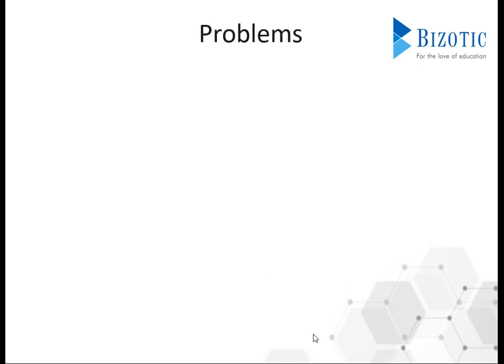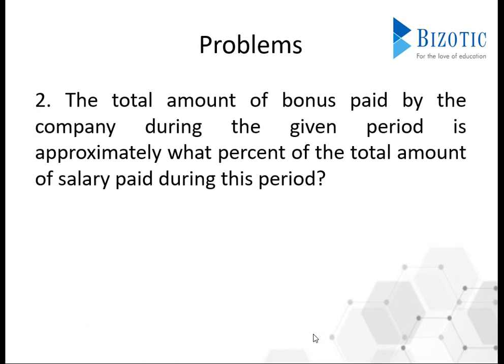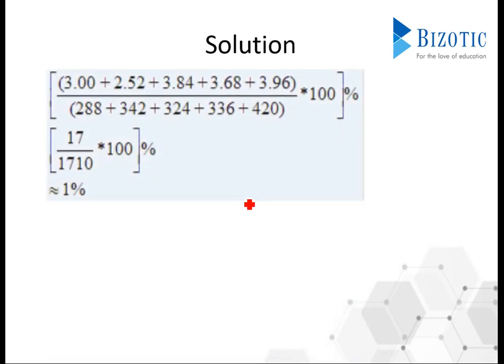So now let's move on to the second problem. The total amount of bonus paid by the company during the given period is approximately what percent of the total amount of salary paid during this period. So you have to understand this question first. The bonus paid during the given period, over the entire table, divided by the total amount of salary paid, gives the percentage. Obviously, you will have four options for that. So now let's look into the solution part.